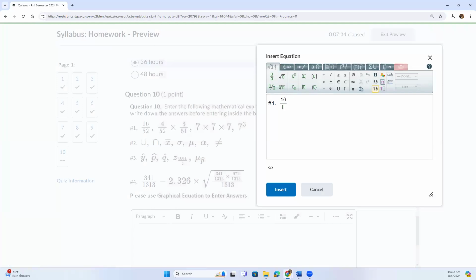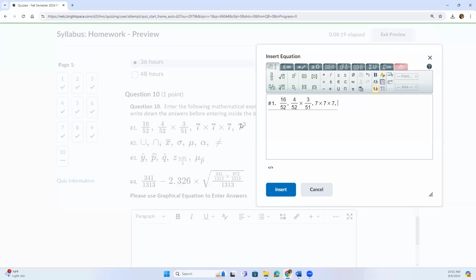16, come down here for 52. I'm going to click right next to the fraction bar, comma, space. Multiplication of 2 fractions, so that will be fraction bar, 4 over 52. I'll put my cursor right next to the fraction bar. The multiplication sign is right here. 3 over 51. Again, I'm using a keyboard to enter all this. Put my cursor right next to the fraction bar, comma, space. 7 times 7 times 7. So 7 times, use the multiplication symbol. Do not use a letter X for the multiplication symbol.